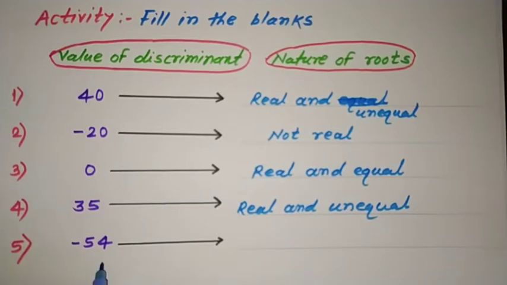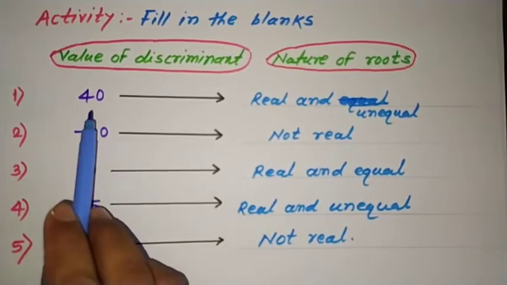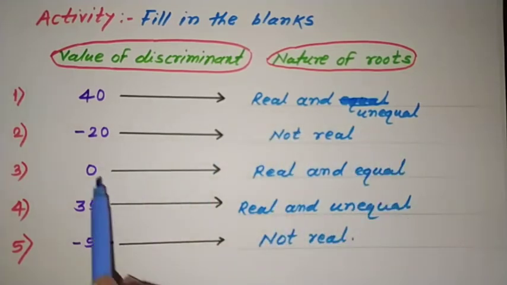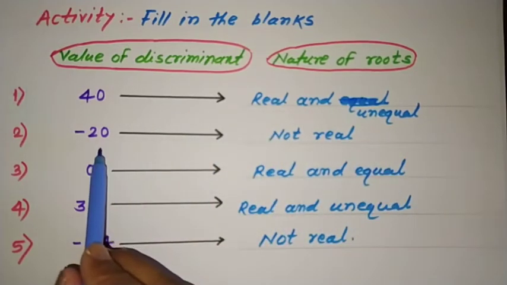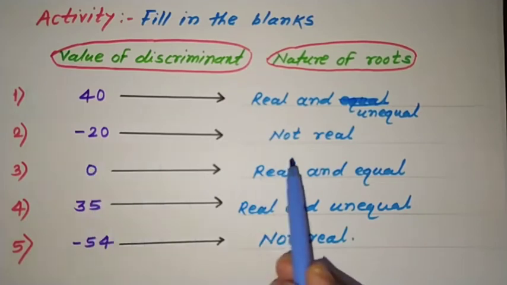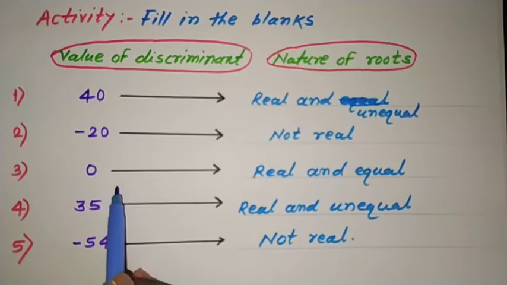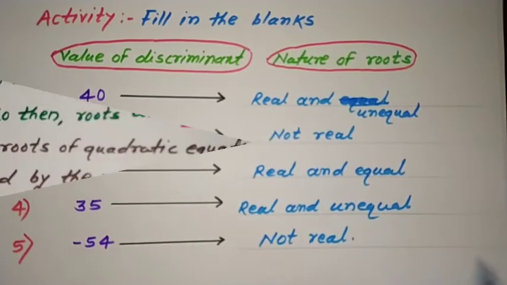Value of discriminant is minus. The value is less than 0. Therefore, the roots are not real. In this type, if the value of discriminant is greater than 0, roots are real and unequal. Value of discriminant less than 0, then the roots are not real. And the value of discriminant equal to 0, then the roots are real and equal.